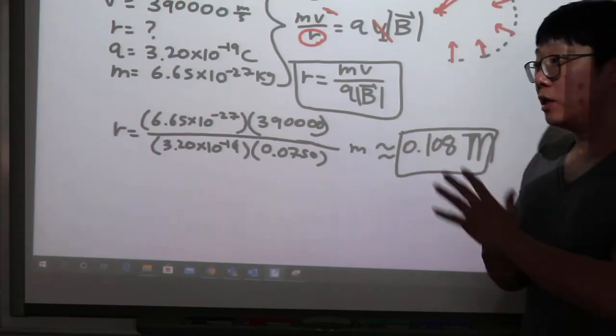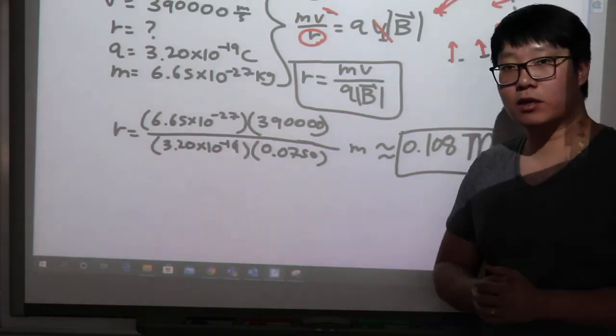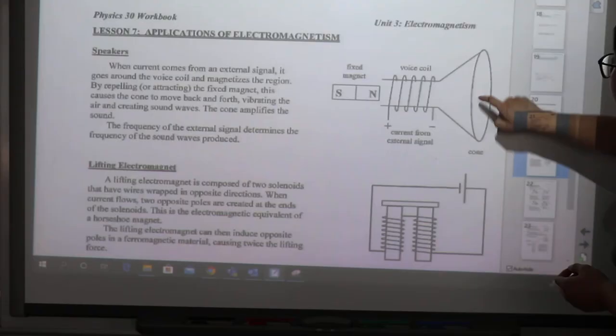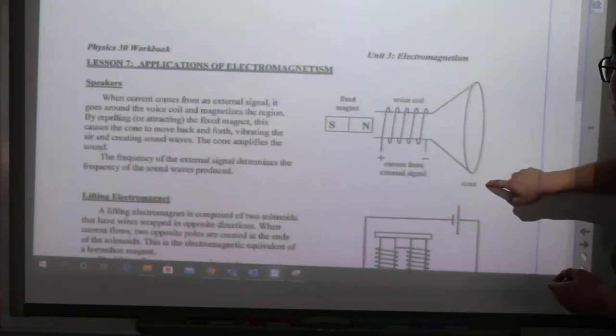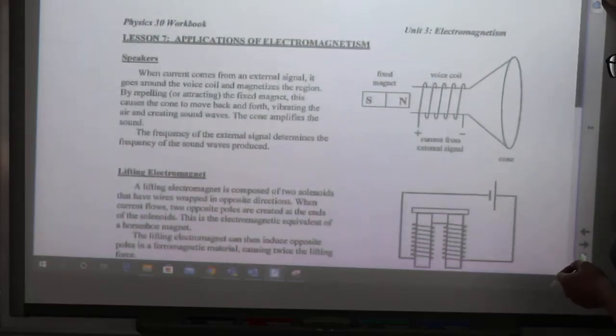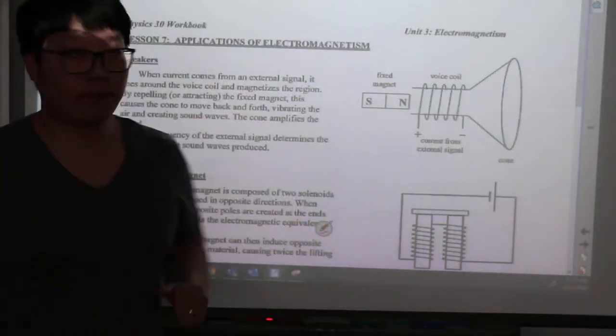What can I find in terms of force, or what kind of clue can I find using the force concept? This is the one. Today's lesson involves quite some application of electromagnetism. It does involve force and field. So let's talk about one of them, right? Speaker.